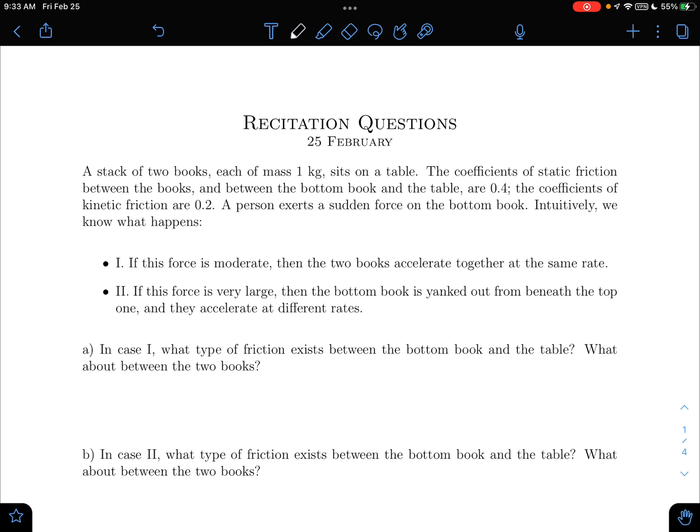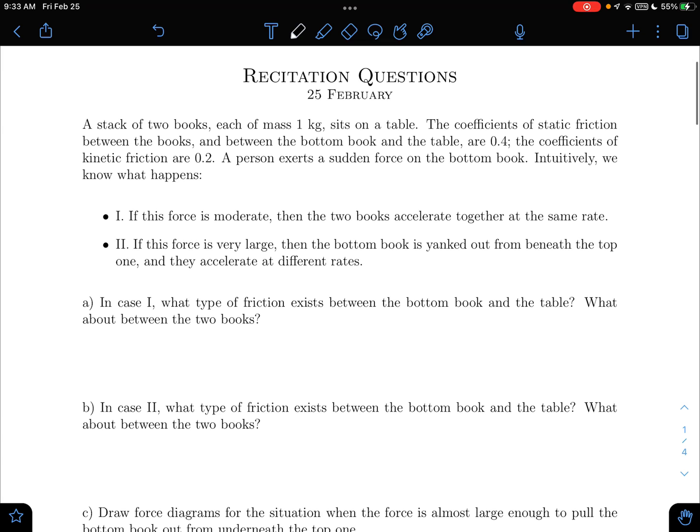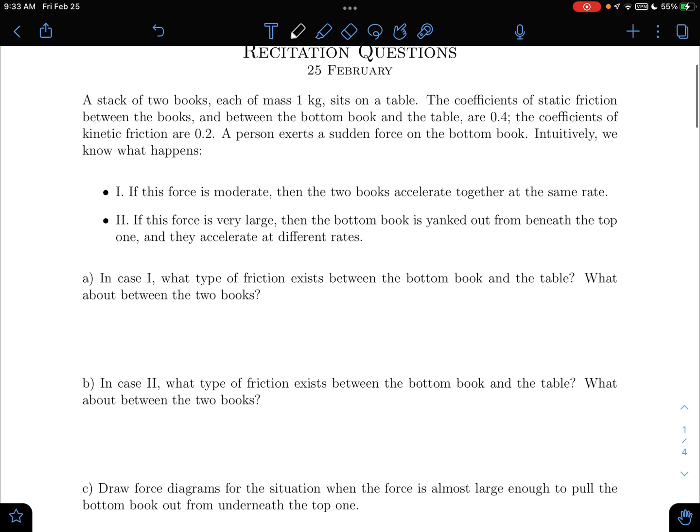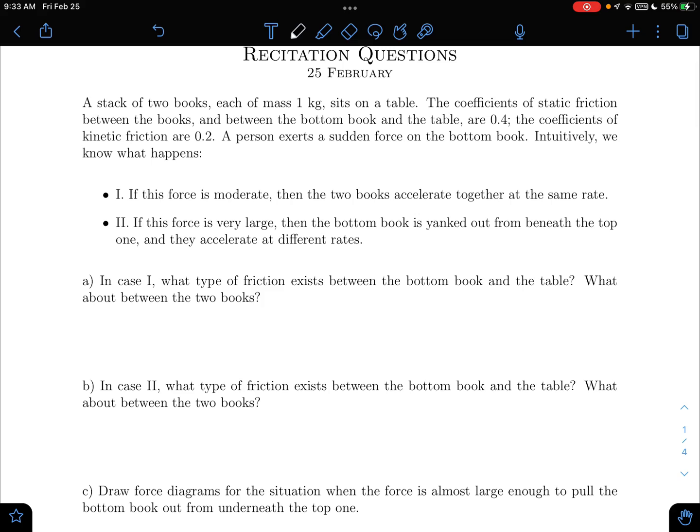Alrighty, y'all. Today we're taking a look at the recitation for February 25th. For this one, we're thinking more about forces, and we're getting into some friction stuff. It's going to be super fun. So, we have two books sitting on a table. Each is 1 kilogram. We have some coefficients of static and kinetic friction, and we're exerting a sudden force on the bottom book.